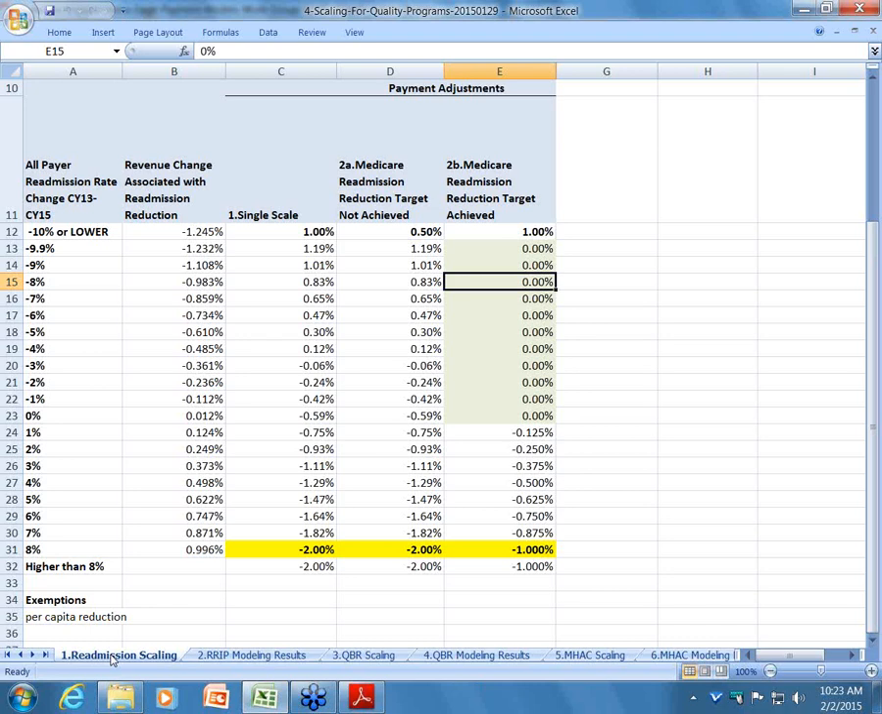If they don't reach the 10% target, the proposal is to have a negative scaling for all the hospitals below the 10% target. So I will send you a corrected single scale. But just assume that all of those below the 10% are going to be a negative adjustment. And we are capping the maximum penalty at 2% for a hospital which has an 8% increase or higher in readmission rate.